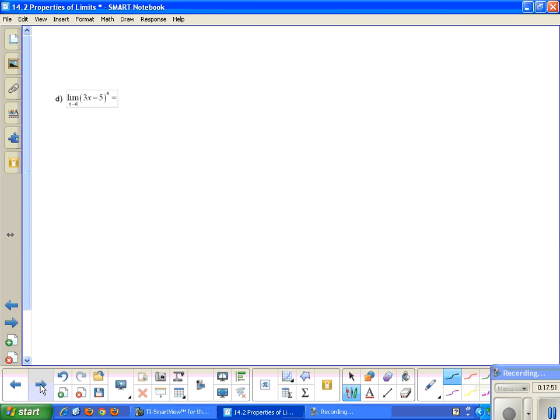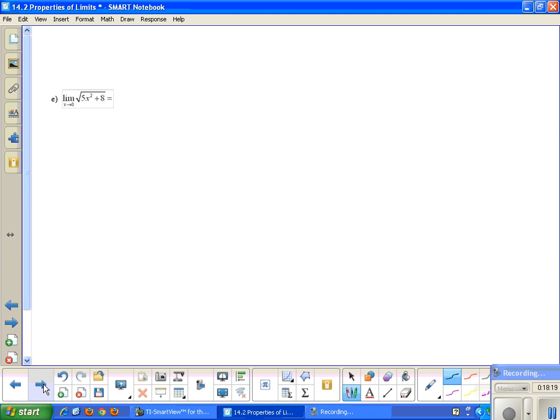We keep going. We have the limit as x approaches 1 for the problem, 3x minus 5 to the 4th power. Again, my domain is all real numbers, so if I plug 1 into the equation, I get 3 times 1 minus 5 to the 4th power. And if I simplify this, 3 times 1 is just 3, and 3 minus 5 is -2. And -2 to the 4th power is just equal to 16, so that would be the limit.